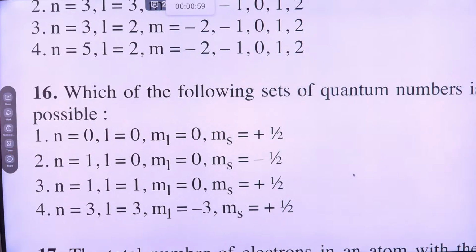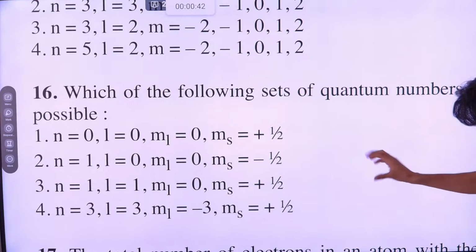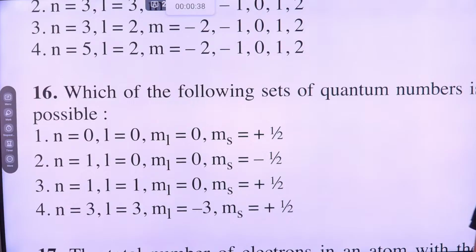Start this question. Which of the following sets of quantum numbers is possible? We just need to see which one is possible and which one is not. It means most of them are impossible and one of them is possible. Try to focus on 'not' type questions. Sometimes it is asking 'not' type questions.